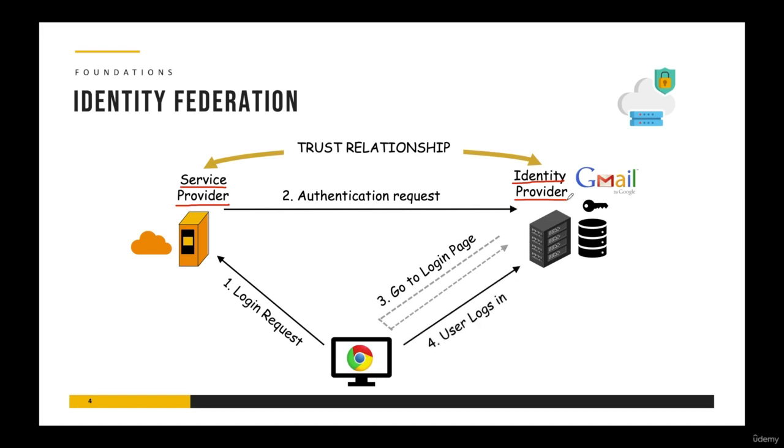Once you log in and your login credentials are approved by Gmail, Gmail is going to create a token, which is the SAML token, Security Assertion Markup Language. We're going to discuss that later. But the basic idea is still the same. Instead of token generation by the service provider, as we discussed in traditional token-based authentication mechanisms, this time your identity provider, Gmail, is creating this token and sending it to the service provider.